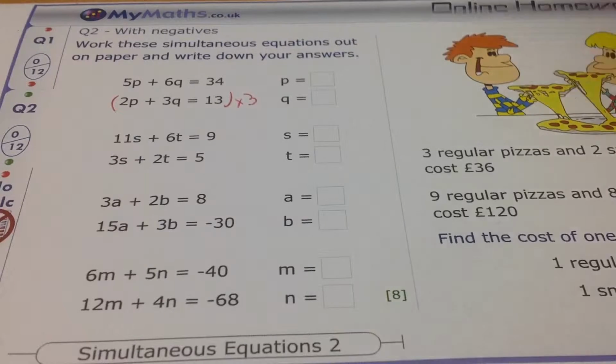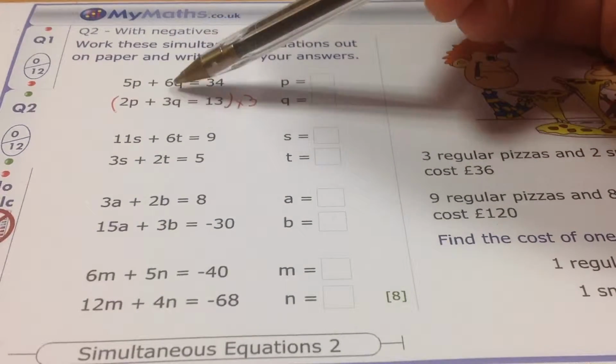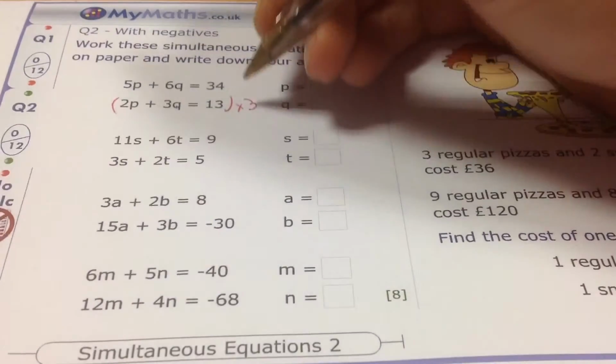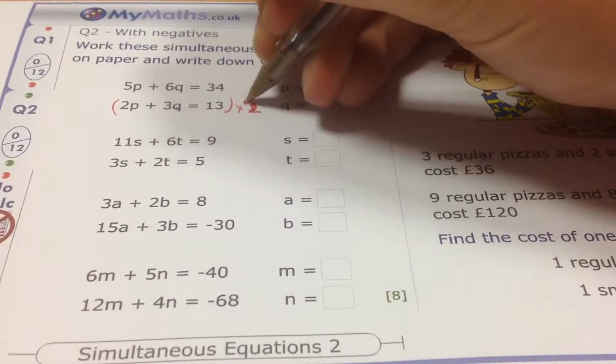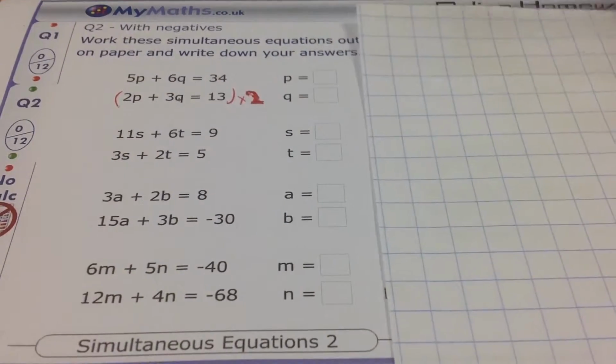The clue here is it does say with negatives, so be prepared for some negative answers. Our first question: 2 and 5 are not multiples of each other, but 6 is double 3. So we're going to double. As you can tell, this is take 2.